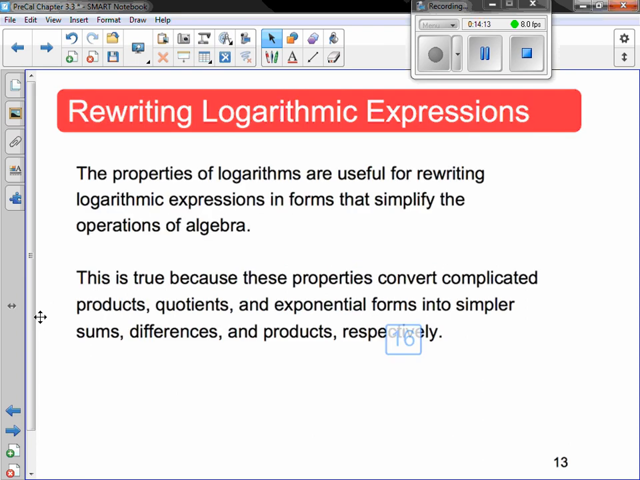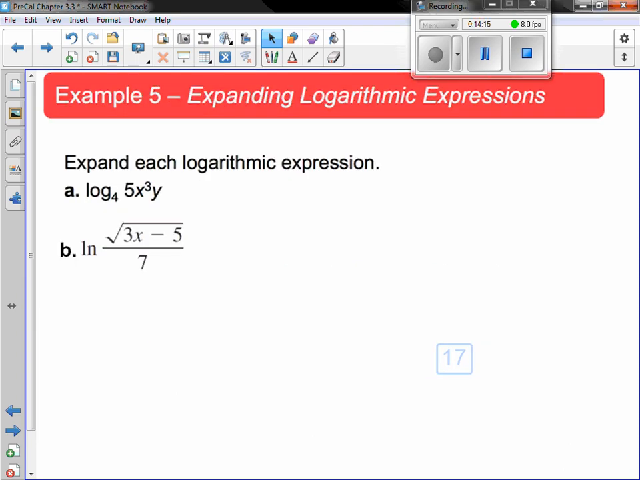Rewriting logarithm and exponential. So what we're going to do is start out with something like this here, and we want to simplify it all the way down as far as possible. So when we get done, we don't want any logarithms that have multiplication, powers, or division inside of them.